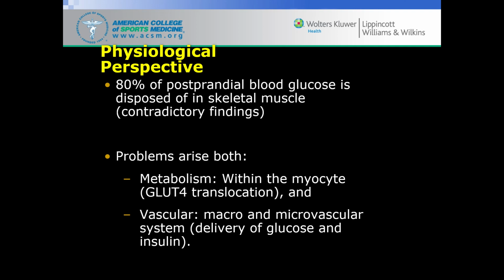So the big disparity between the 20 and 80% could depend on two major factors. There's metabolism. Within the myocyte, you have GLUT4 translocation, and GLUT4 is the primary glucose transporter for things like skeletal muscle. And then there's also a vascular aspect. So you have macro and microvascular systems which facilitate the delivery of glucose and insulin and oxygen to the different metabolically active tissue. So the disparities that we see in substrate switching are most likely related to both of these because, let's face it, these two things control pretty much all of metabolism.